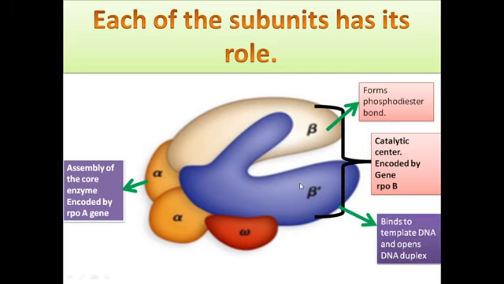And then we have beta dash. Beta dash binds to the template DNA. Template DNA is the DNA from which the message is to be taken as to what ribonucleotides are to be added to form the RNA, and it opens up the DNA duplex. If you remember, in DNA replication, to open the DNA duplex we had the helicase enzyme, but here we don't have helicases. The job is performed by the beta dash subunit. It opens the DNA duplex.